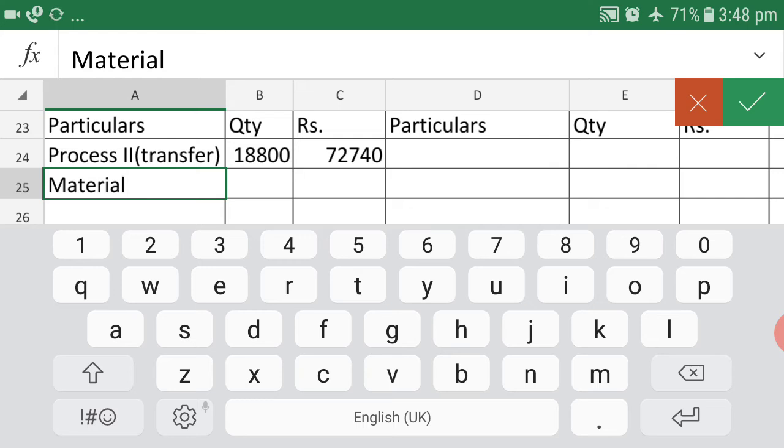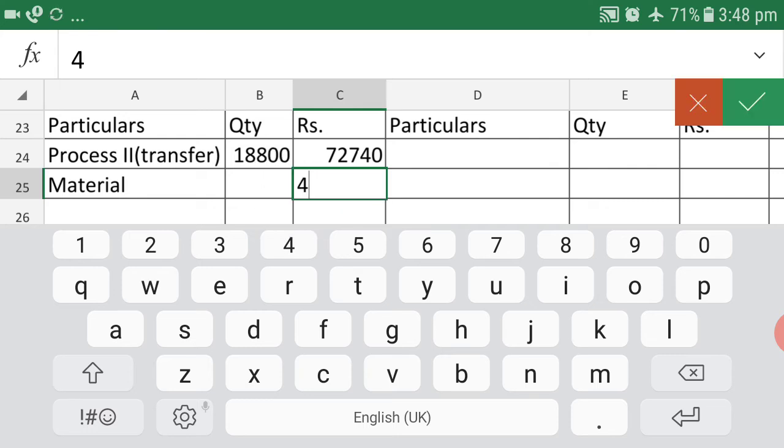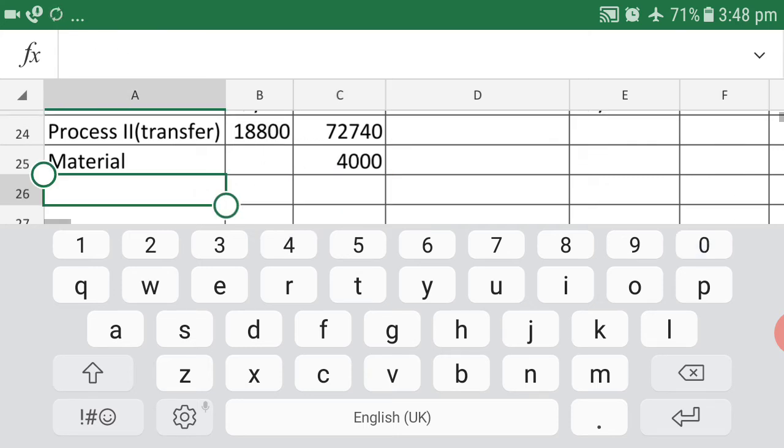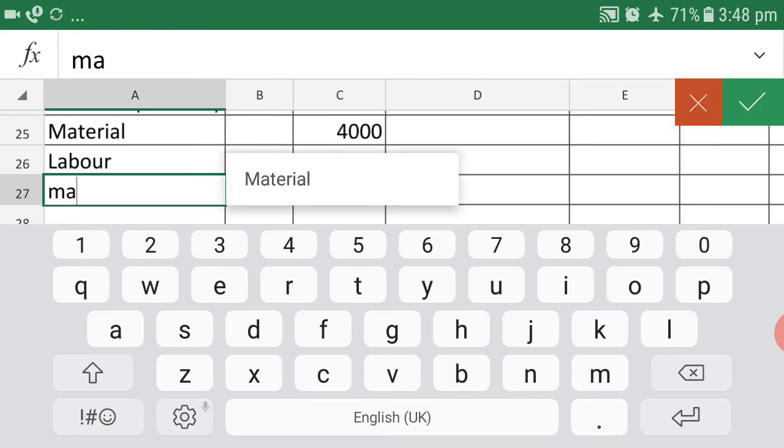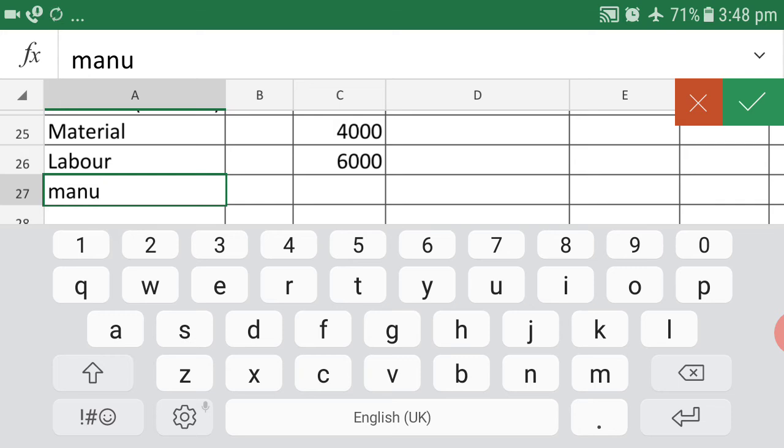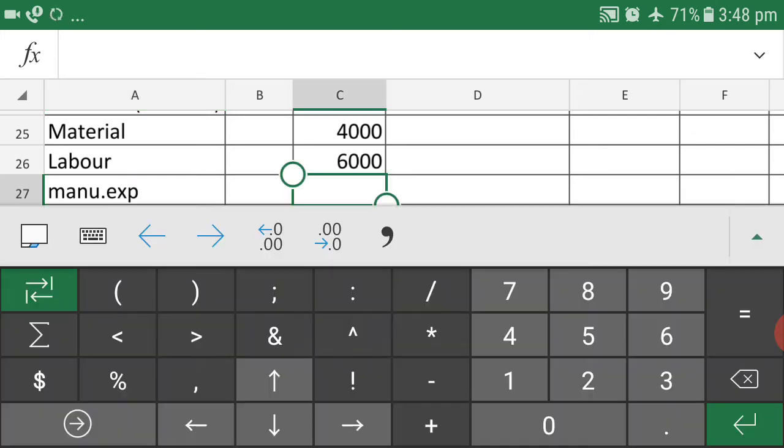Material is also given in our question, material amount 4,000. Labor amount is given in our question, 6,000. Next, manufacturing expense. Manufacturing expense is also given in our question, 3,000.